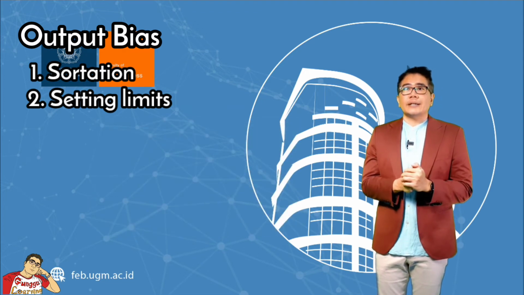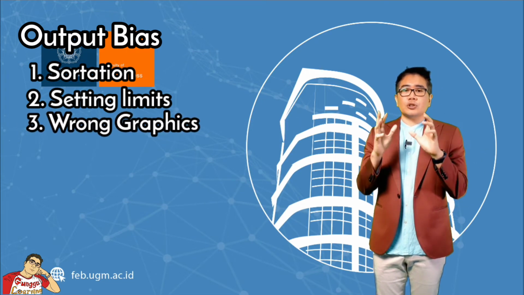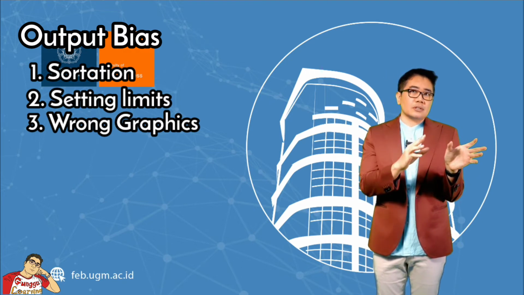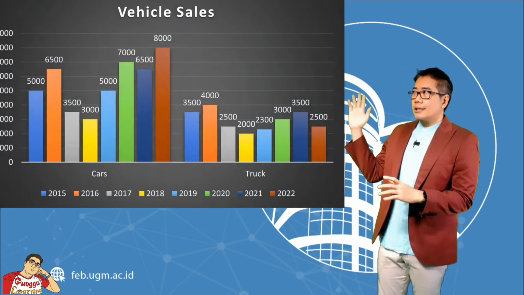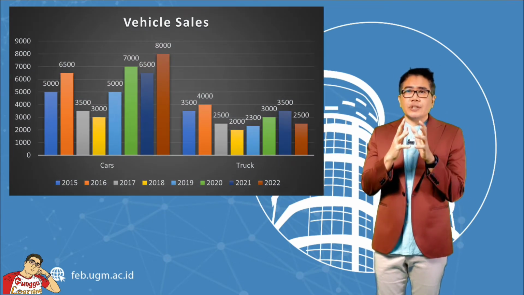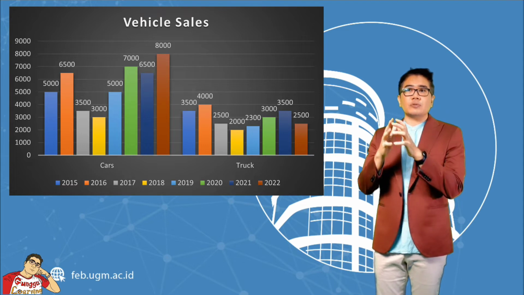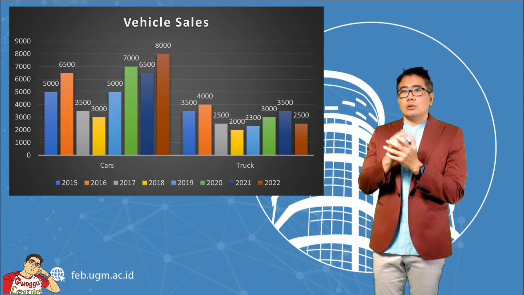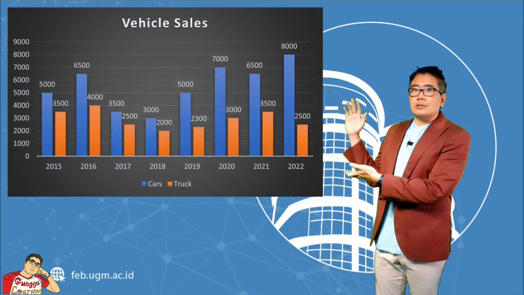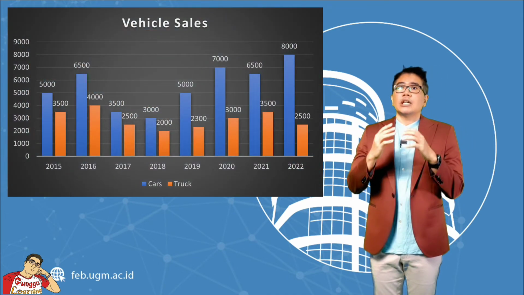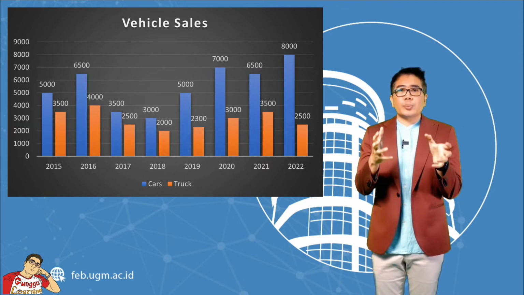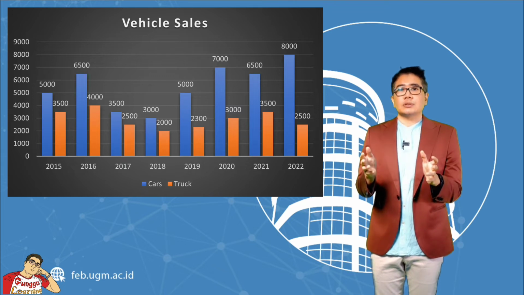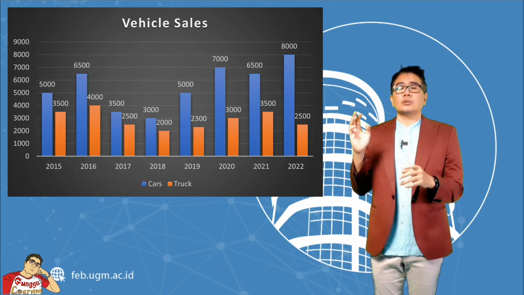Finally, the last bias can also come from a wrong choice of graphics. For example, I want to compare the sales of cars and trucks. Now in this histogram, it's very difficult for me to compare each year of the sales from cars and trucks. Well, if I choose a different kind of graphics, like this one, it will be easier for users to compare the sales of cars and trucks per year using this kind of graphics compared to the previous one.